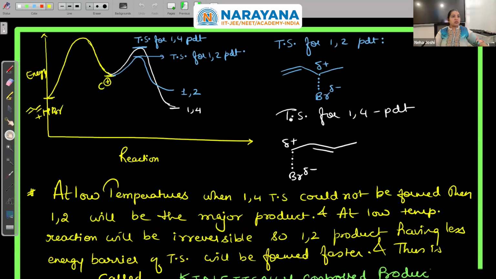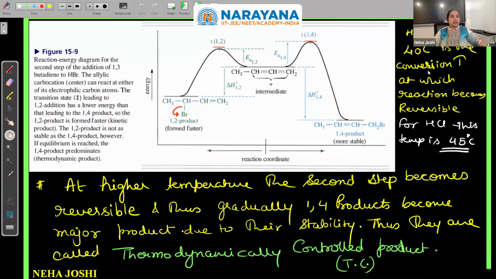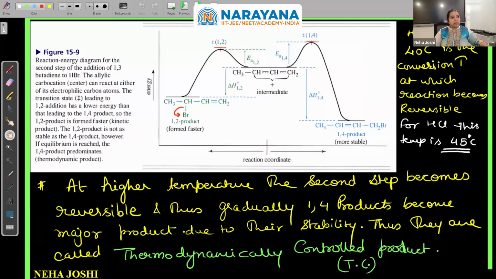Right? This same thing I have detailed here again, but the idea is the same. And I have exemplified with HBr. So for HBr, 40 degrees centigrade is the conversion temperature at which the reaction becomes reversible. Okay, at 40 degrees centigrade, this 1,2 product goes back to this carbocation. 1,4 also goes back to this. When the situation is reversible, the thermodynamically controlled product will ultimately be major. So the 1,4 product will become major. For HCl, this temperature is 45.